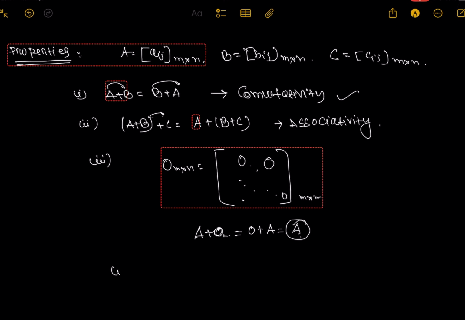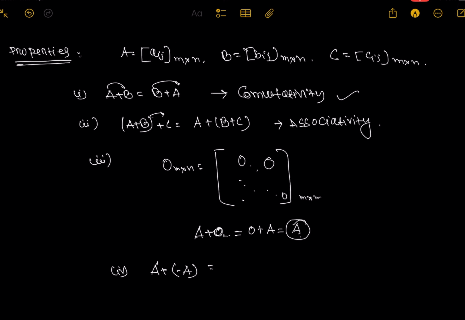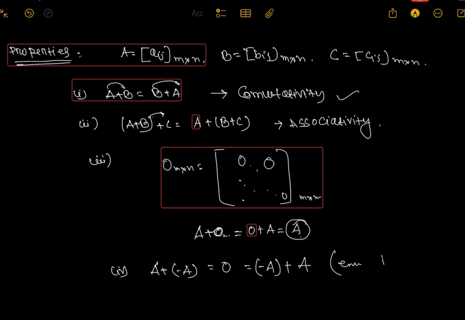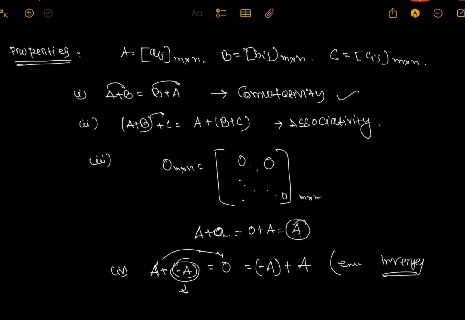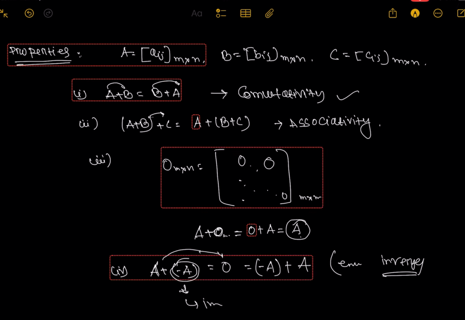What is property number 4? A plus minus A equals 0 equals minus A plus A. This is the existence of the additive inverse. Why is it called inverse? Because given a matrix A, adding this element takes it to 0. For this reason, this is called the inverse.